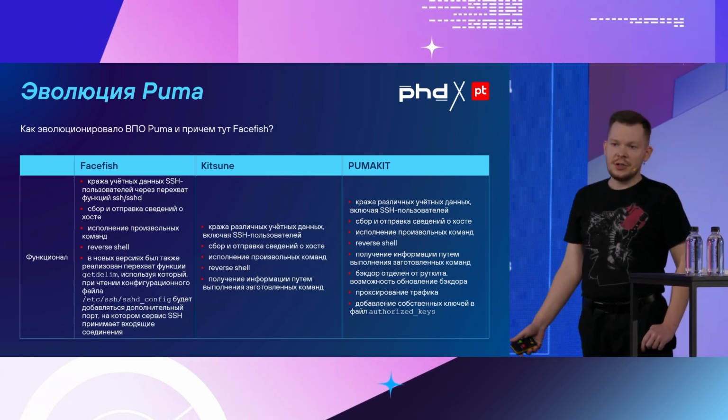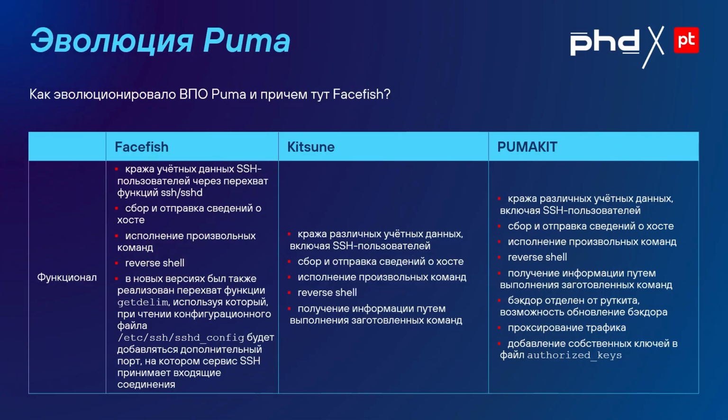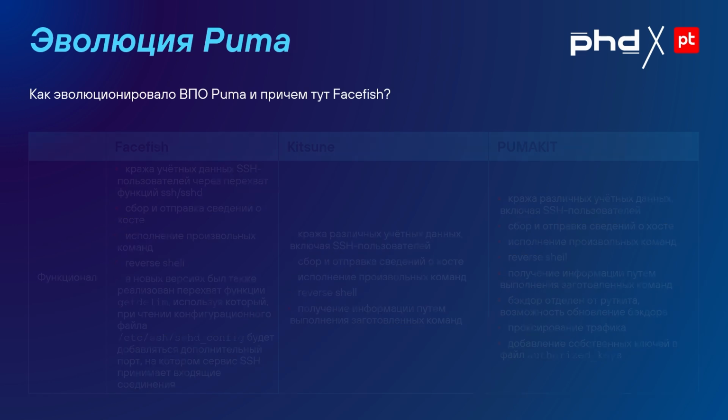It compares three tools: Facefish, Kitsune, which is the initial version of Puma, and PumaKit. In March 2024, it was initially detected by Elastic Security experts. As you can see, the functionality is quite similar. They're aimed at theft of credentials of SSH users, and they collect information about the system. They execute arbitrary commands and provide a reverse shell.